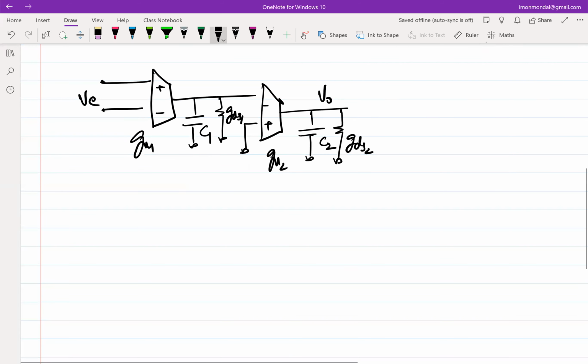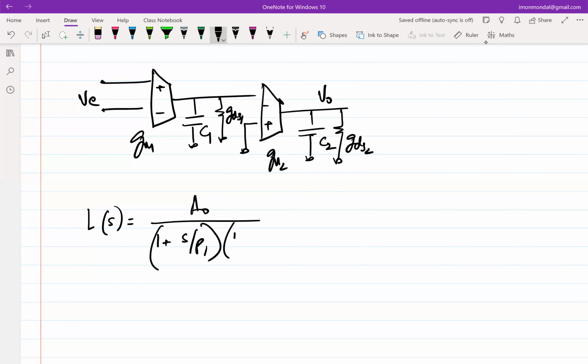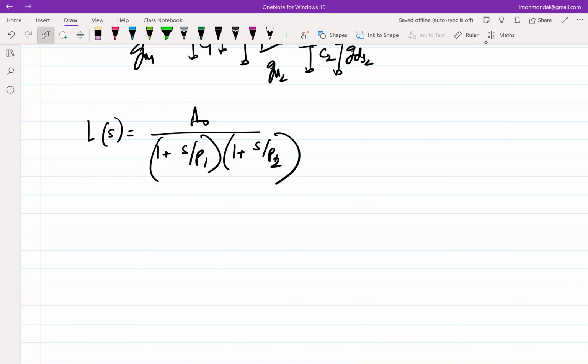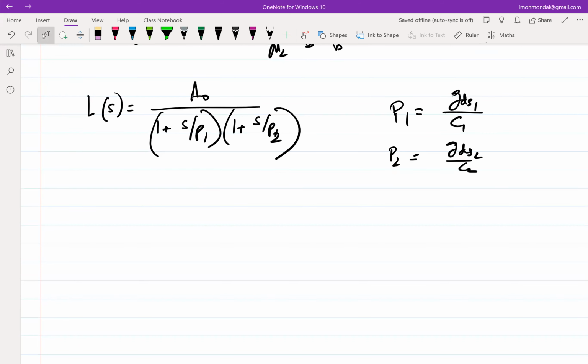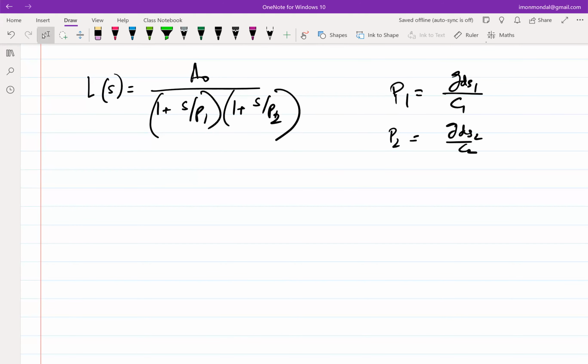And we saw that we could express this loop gain L of S in terms of A naught over this, where P1 and P2 are the poles. If I neglect the negative part of the term, P1 becomes GDS1 by C1, and P2 becomes GDS2 by C2. And then we saw that when you close the loop, it becomes unstable. Not unstable per se, but it doesn't behave well because the zeta becomes close to 0.